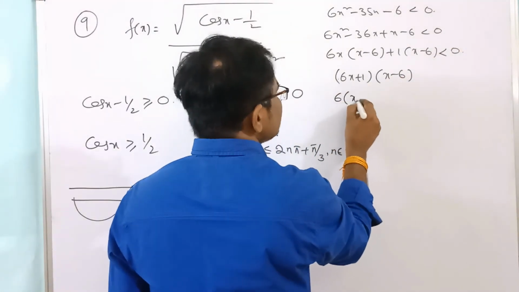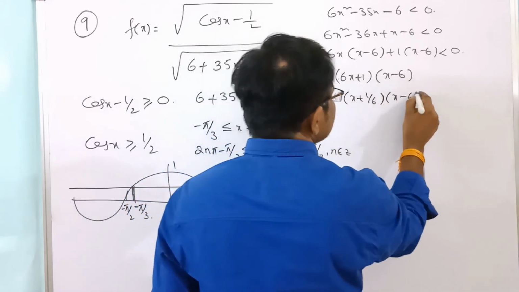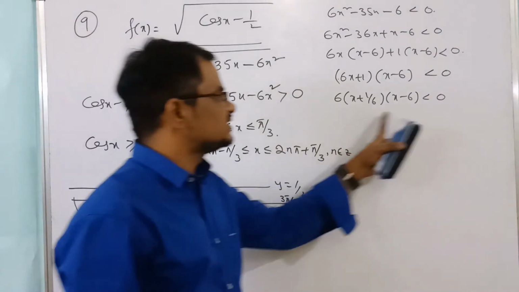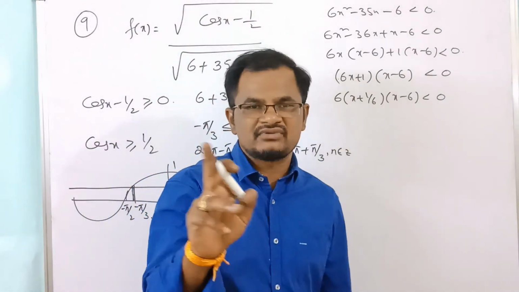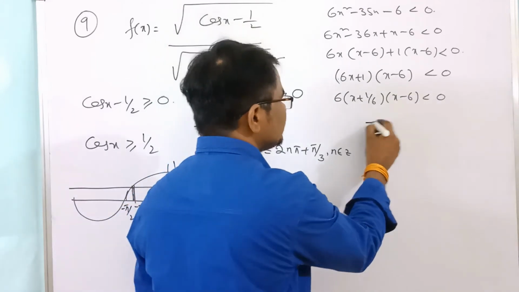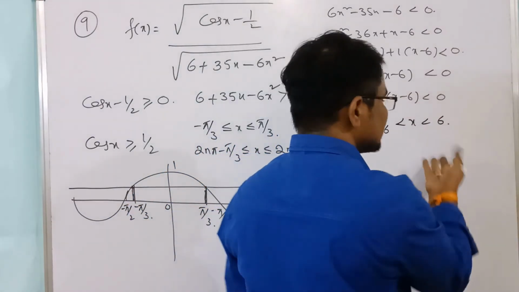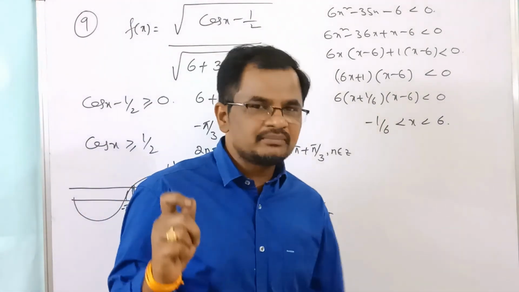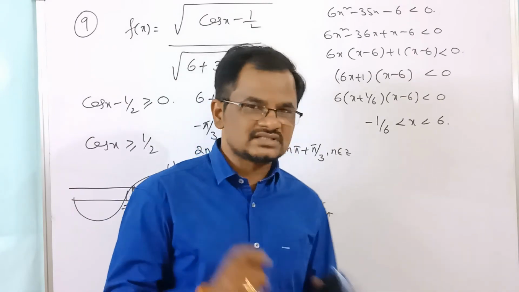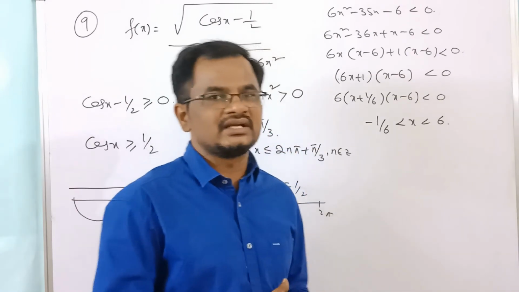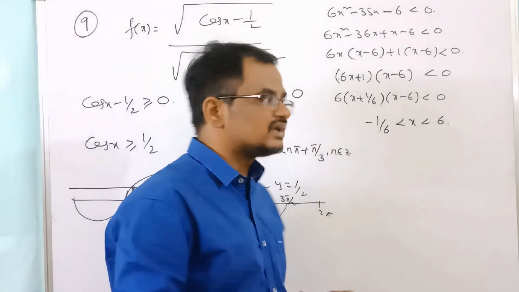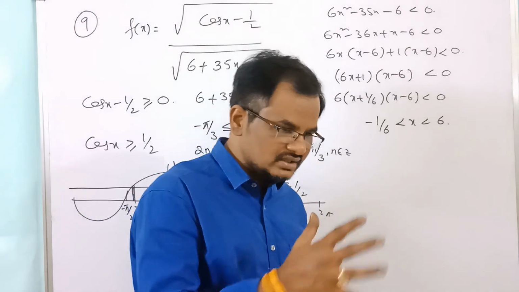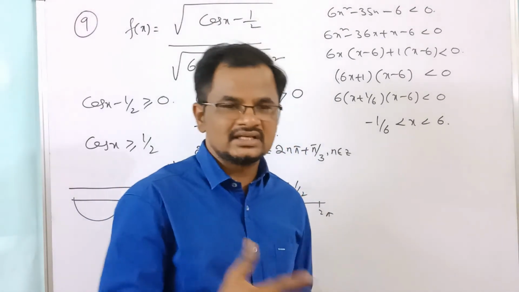So 6 common means x plus 1 by 6 and x minus 6 less than 0, right? 6 is not less than 0. If you take these two on the real number line, otherwise x minus alpha, x minus beta less than 0, how to take? Minus 1 by 6 less than x less than 6. In the sign scheme method we already learned this one. Okay? See, for this problem, how many concepts are interlinked? Sign scheme method means inequality interlinking is there, and the total trigonometry interlinking is there, and functions interlinking is there. Okay? So like that, all these are connected.